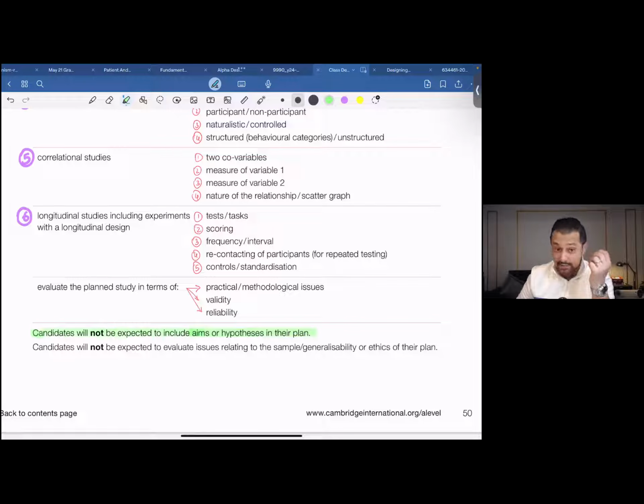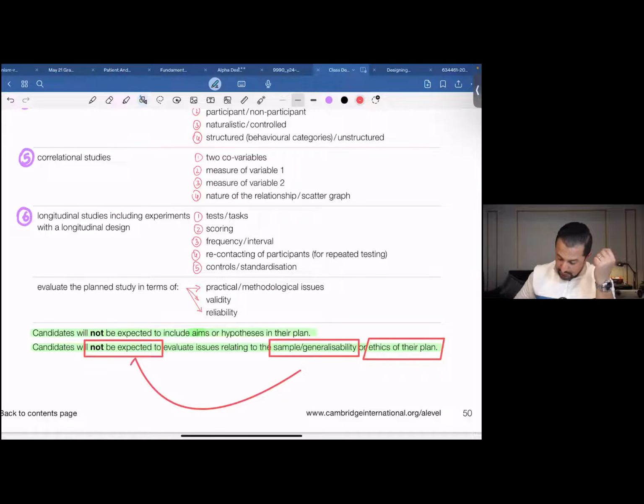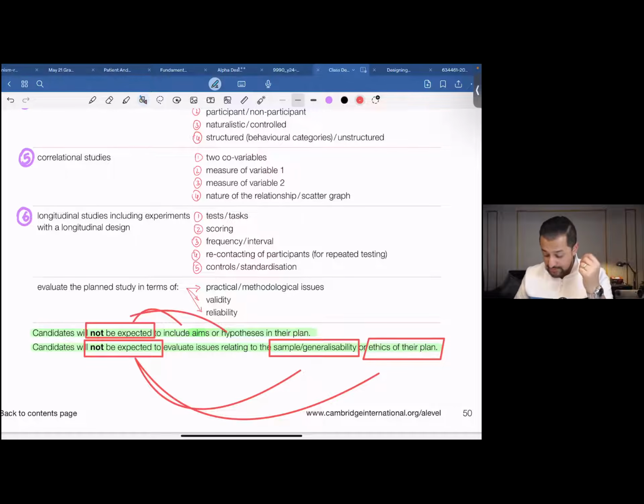You're not expected. Number two, candidates will not be expected to evaluate issues related to the sample, generalizability or ethics of the plan. So this is what I was talking about. You're not expected to, right? Here you go. Now, I hope this makes sense.